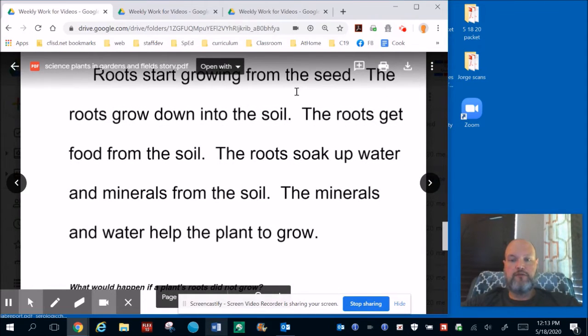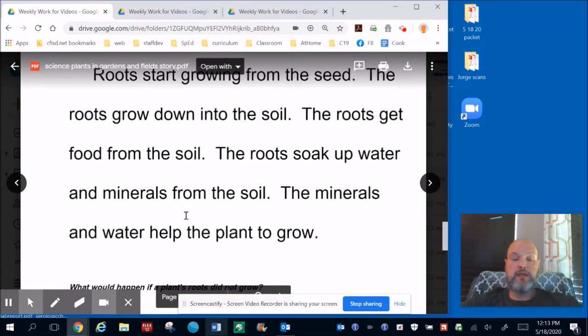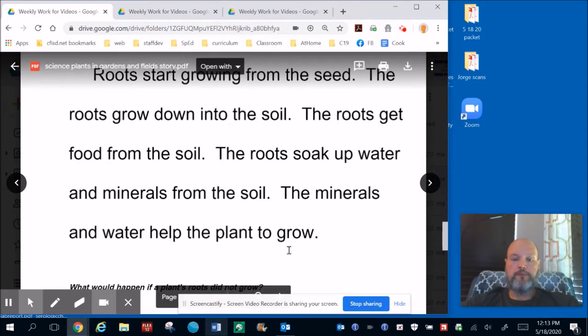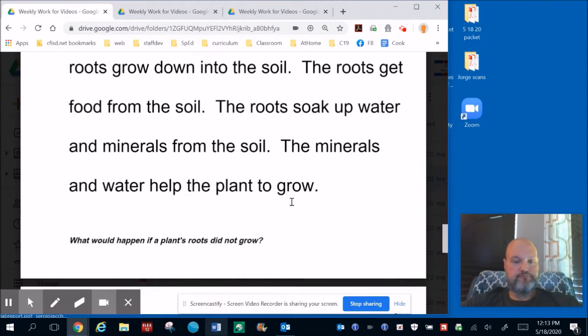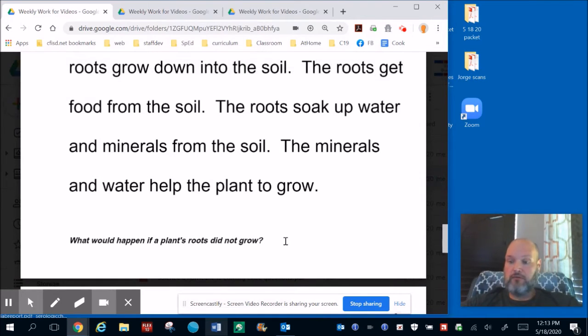Roots start growing from the seed. The roots grow down into the soil. The roots get food from the soil. The roots soak up water and minerals from the soil. The minerals and water help the plant to grow. Here's a question. What would happen if a plant's roots did not grow?